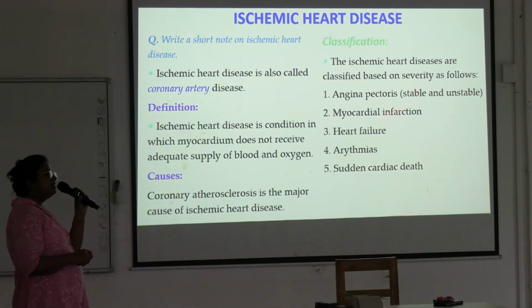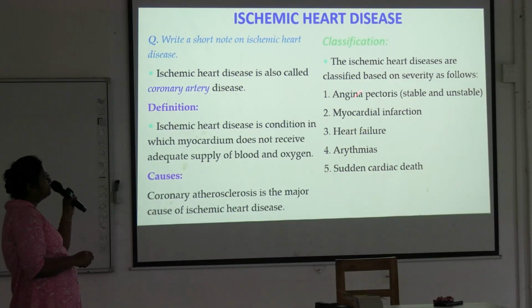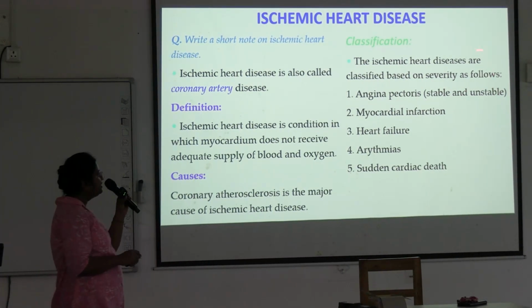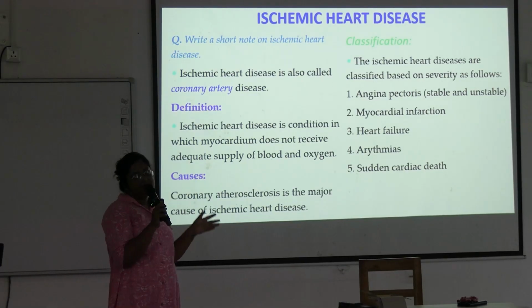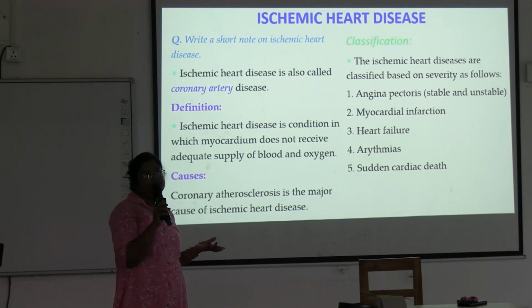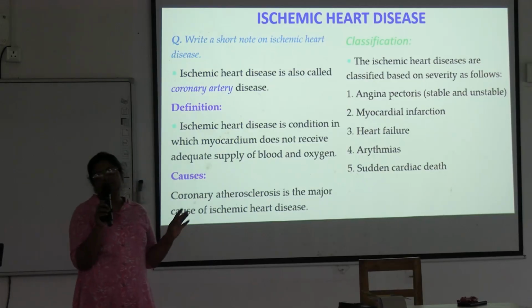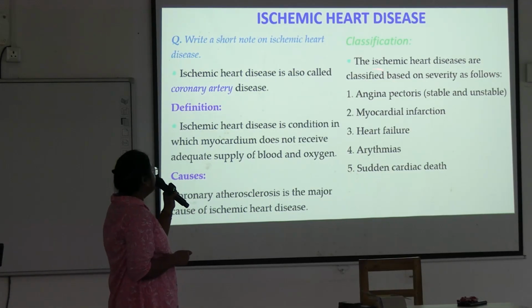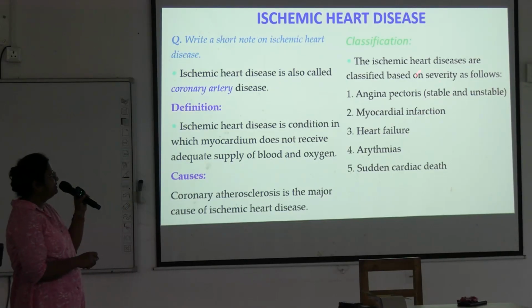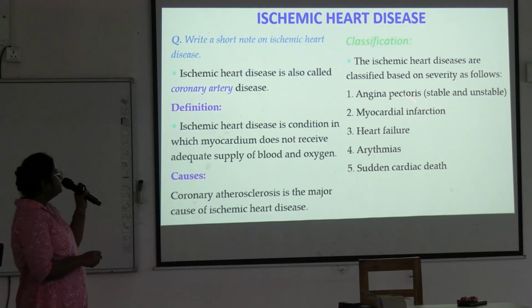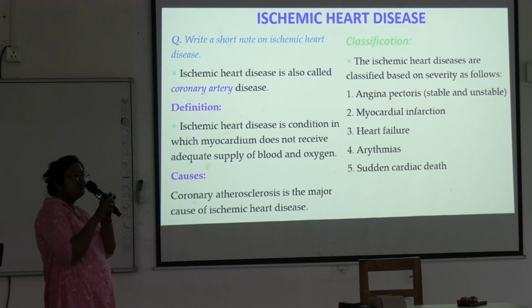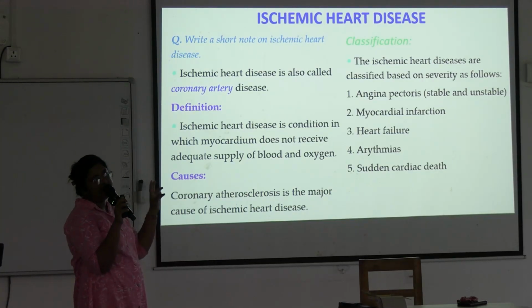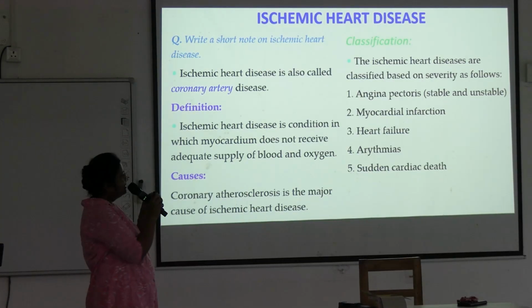The least severe is angina pectoris. It is stable angina and unstable angina. Stable angina means when the patient rests, the pain will be gone. In unstable angina, there will be continuous pain even after rest. It is more severe than stable angina. Next is myocardial infarction, where some part of the cardiac tissue is dead.